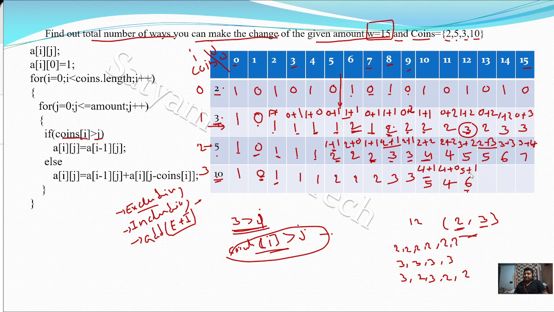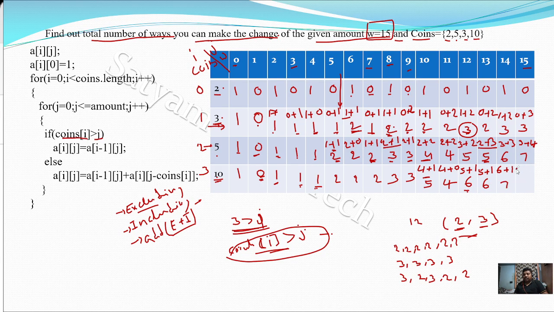Now we can see here it is 13. The previous value without including the 10 rupee coin is 5, with combination of all these 3. And if you include the 10, 13 minus 10 is 3, here it is 1. So 5 plus 1 is also 6. Now here the previous value without including 10 rupee is 6 plus, 14 minus 10 is 4. Here in the 4th column, how many ways to make 4, here it is 1. So 6 plus 1 is 7 here.